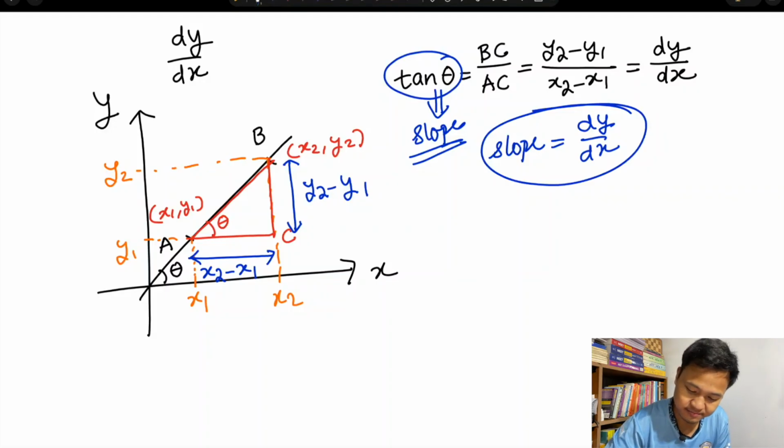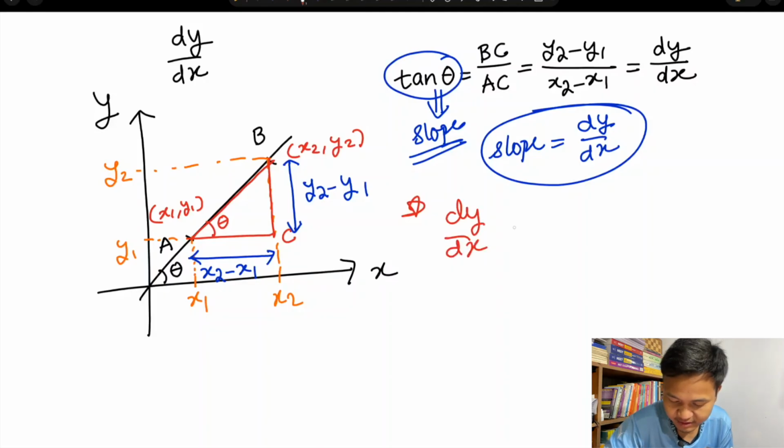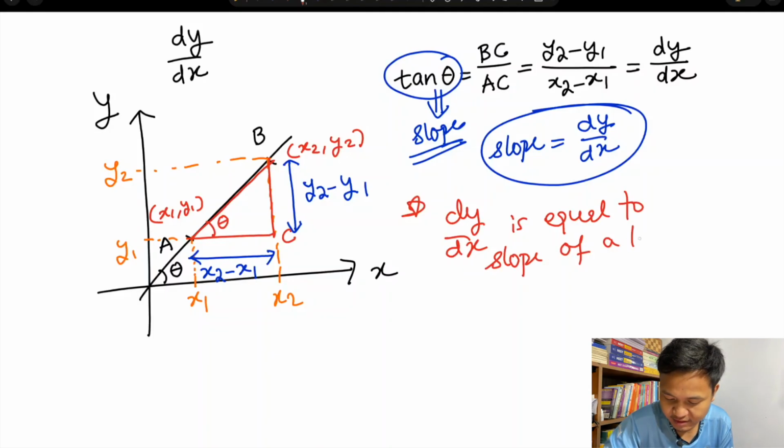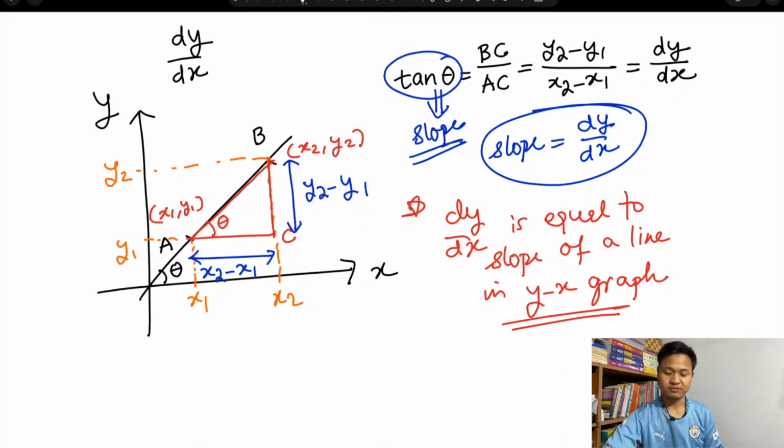Let's write that point. Here dy by dx is equal to the slope of a line in a yx graph. If you are given a y versus x graph line, the slope of that line is called dy by dx. So that is the concept of dy by dx.